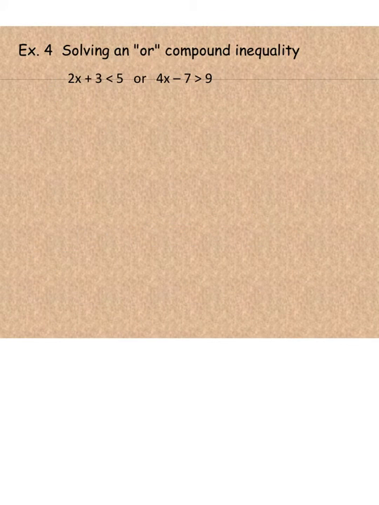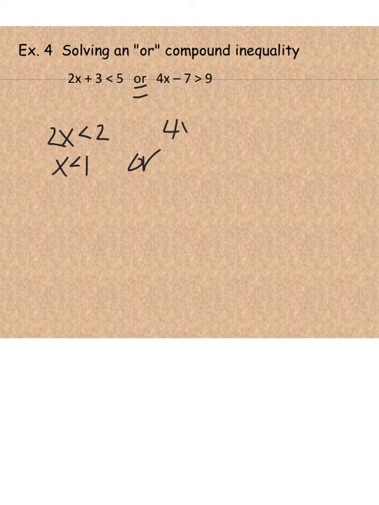In example 4, we're solving an OR compound inequality. So we're going to take each of these inequalities. The first one will subtract 3, and that will give us 2x is less than 2, which means that x is less than 1. And then we'll solve 4x minus 7 is greater than 9. So here we have that 4x is greater than 16, which tells me that x is greater than 4.